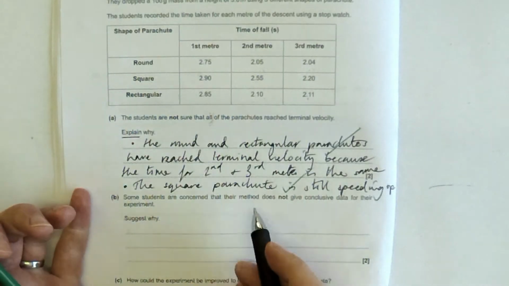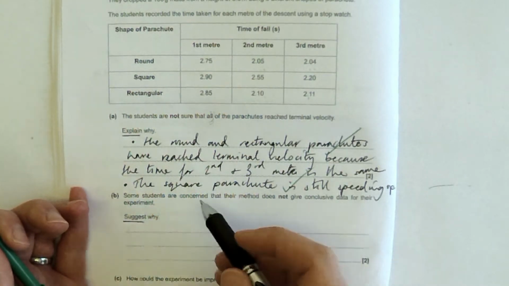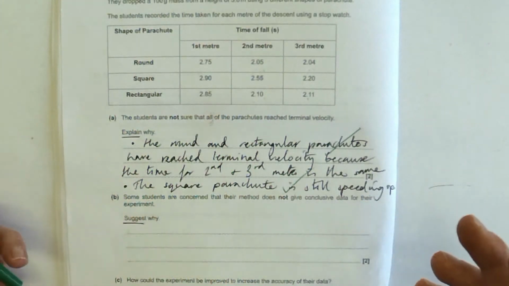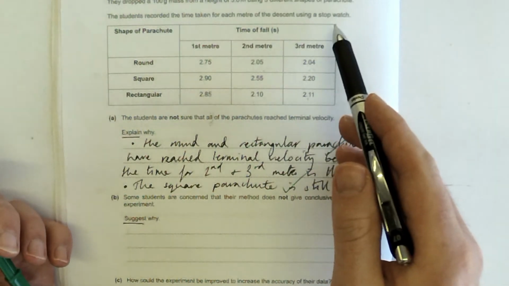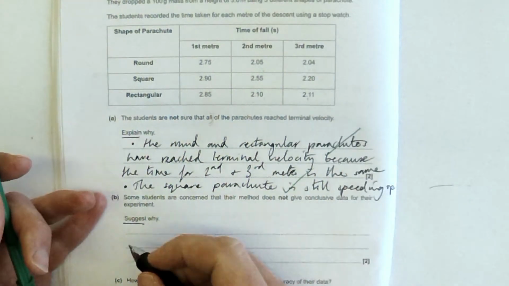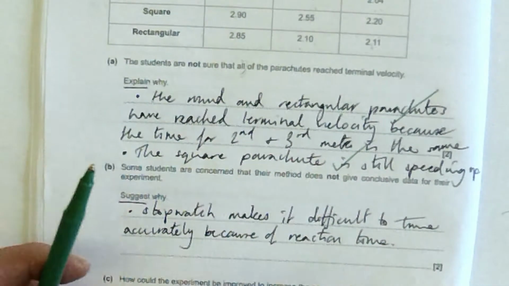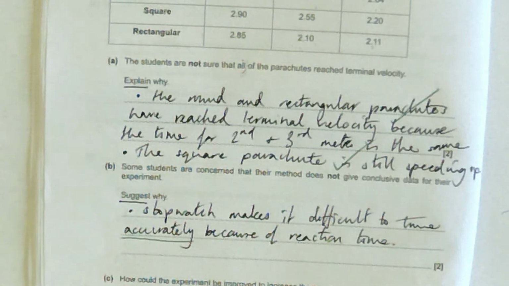Some students are concerned their method does not give conclusive data for the experiment. Suggest why. So this is about what they've done and why it can't really be conclusive. So let's think about how they've actually done that. They've used a stopwatch, okay? That makes it very difficult to time accurately because of reaction time. And here's where I'd like that understanding of the word accurate to be linked to a method. So what are they doing and why does that make it less accurate?